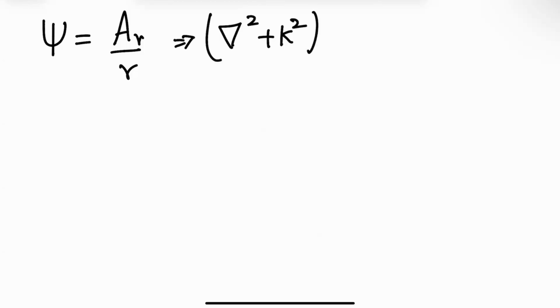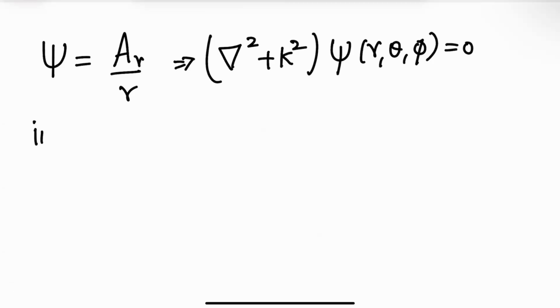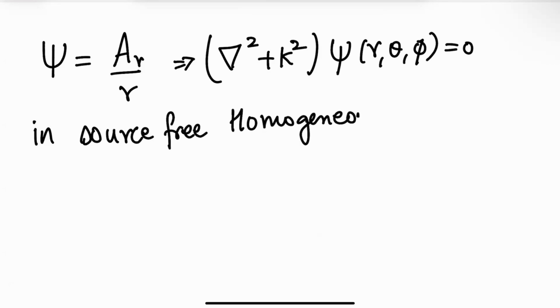So we'll define a new potential, psi, as A_r over r. This means that psi satisfies the scalar wave equation in spherical coordinates r, theta, phi equal to 0, in a source-free homogeneous region. So in a homogeneous source-free region, this is the wave equation we need to solve.